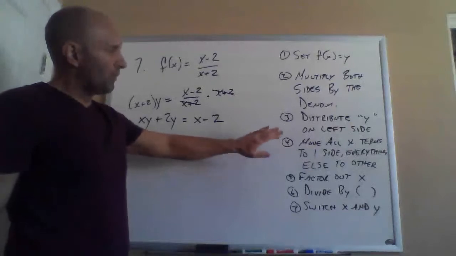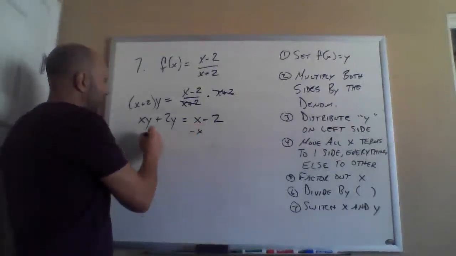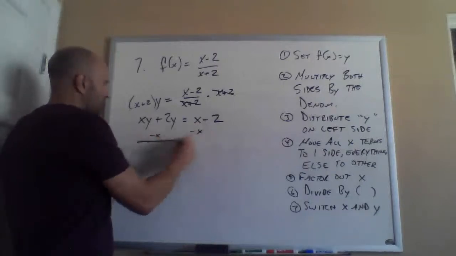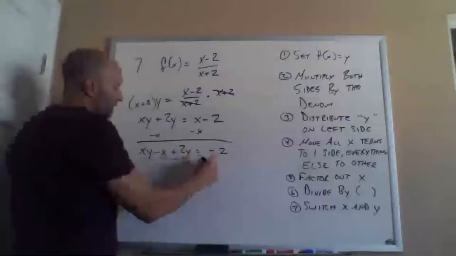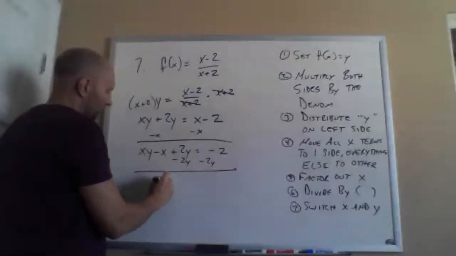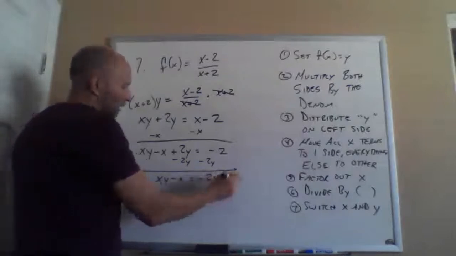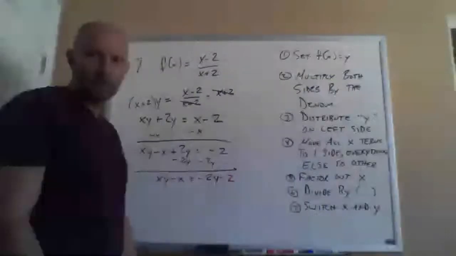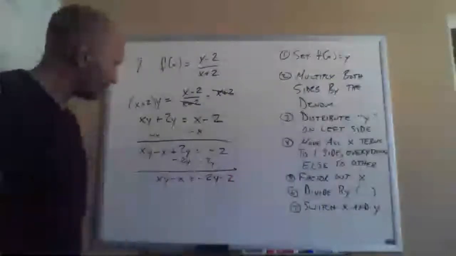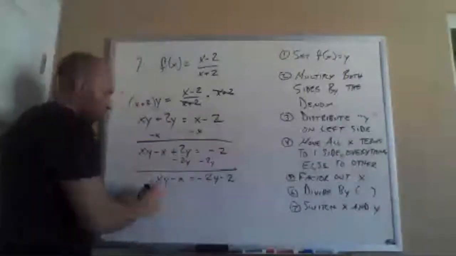Step 4, move all the x terms to one side, everything else to the other. So I'm going to subtract x from both sides. I want to get rid of the 2y from this side. So I end up with xy minus x equals negative 2y minus 2. So are we okay to there? I hope so.